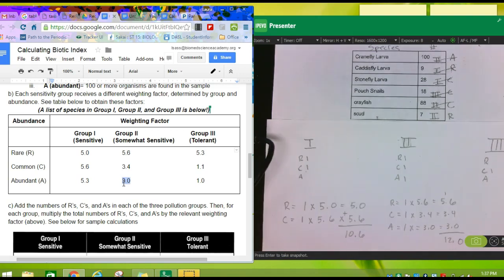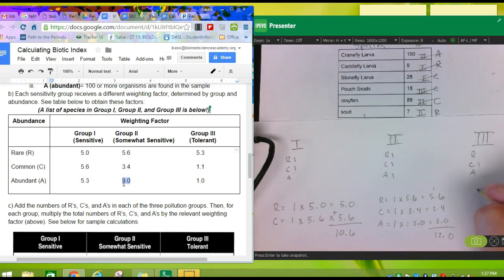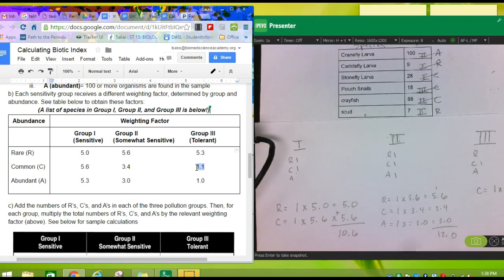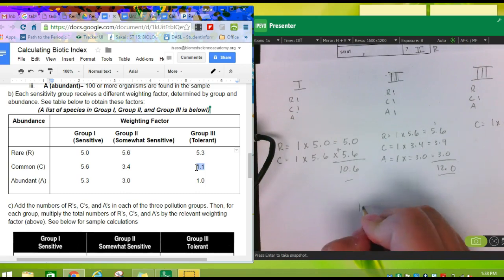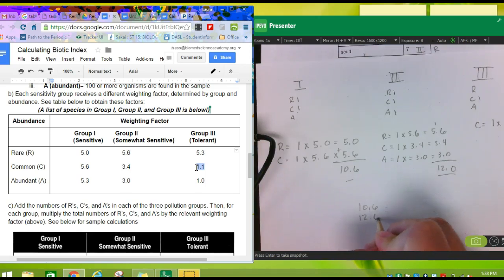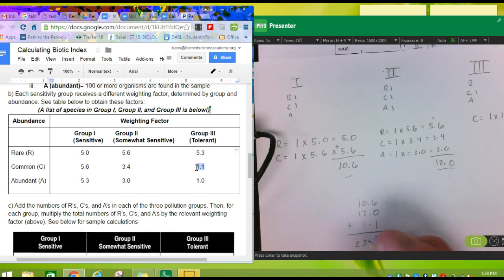Then we want to do the same thing for our third category. We just have 1 C. So C equals 1 times, in this case, a C value in group 3 of 1.1. That equals 1.1. Once we have these three complete values, we want to add them together. So we have 10.6 plus 12.0 plus 1.1. That gives us a value of 23.7. So this is our overall value for that index.